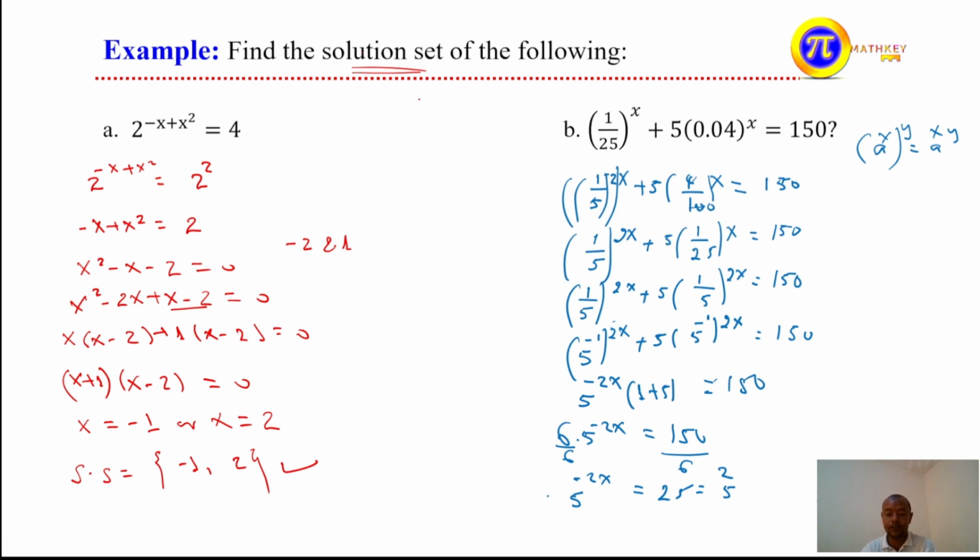If they have the same base, we equate the exponents. This implies negative 2x is equal to 2. What is the value of x? The value of x is equal to negative 1. So the solution set for this problem is the set consisting of negative 1.